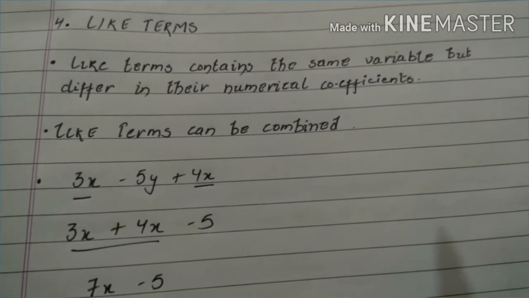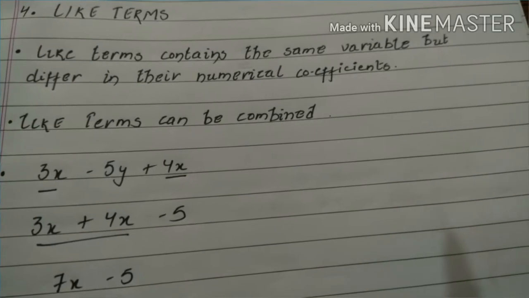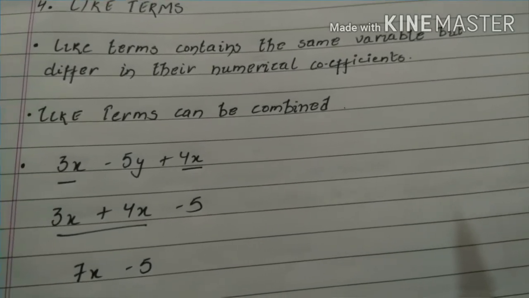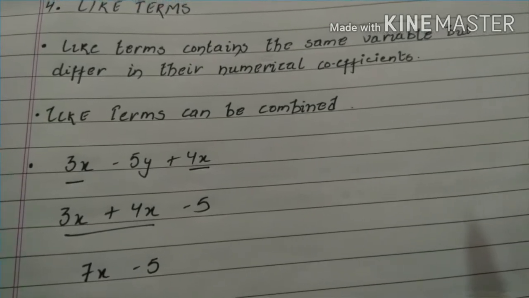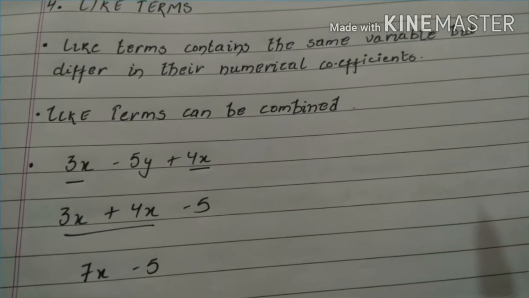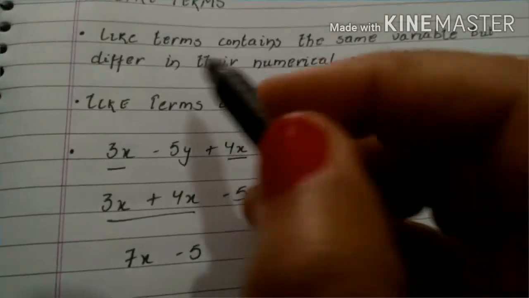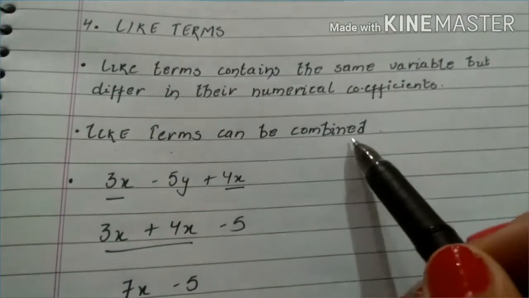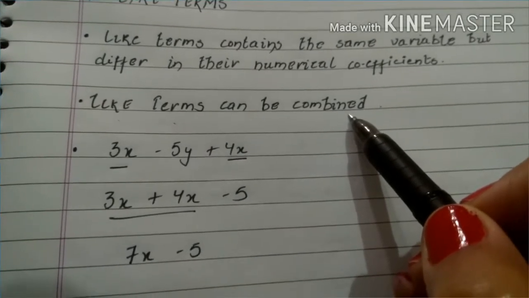Next topic is like terms. Like terms contain the same variable but differ in their numerical coefficients. Like terms can be combined. It is very important, children. You have to remember that like terms can be combined, meaning they can be subtracted and added together.